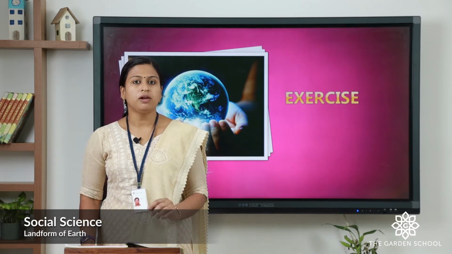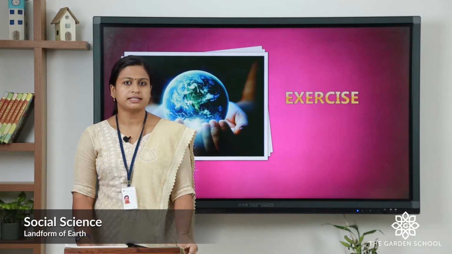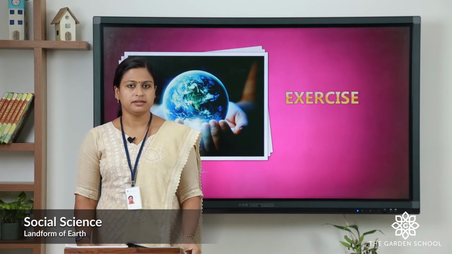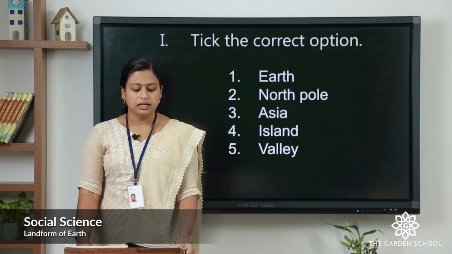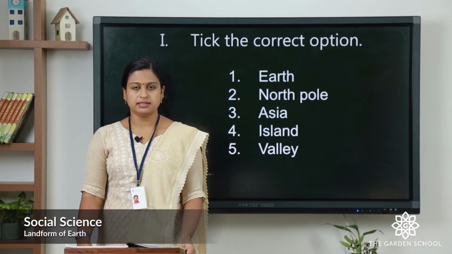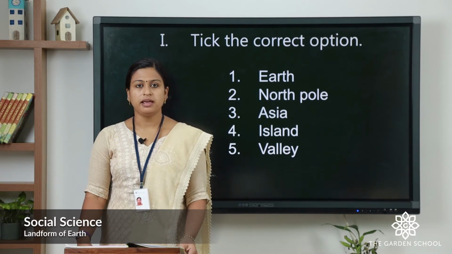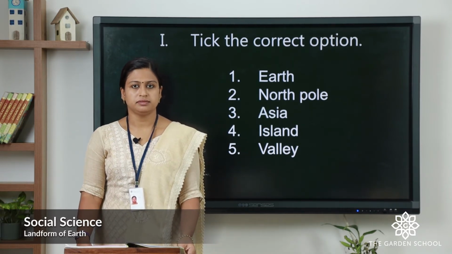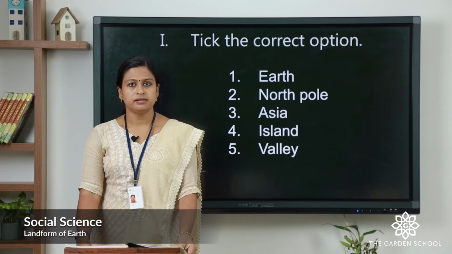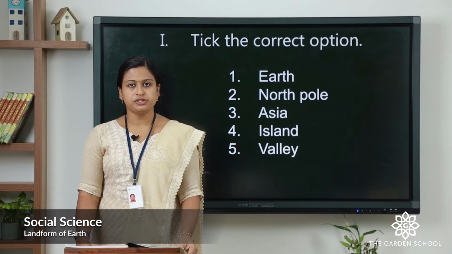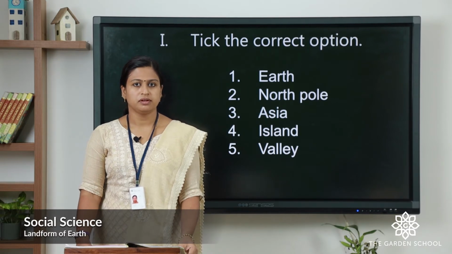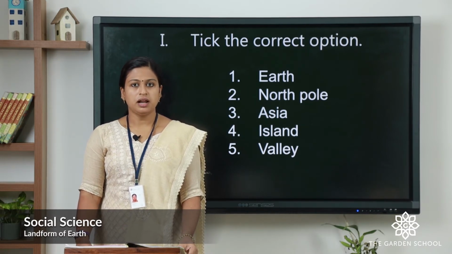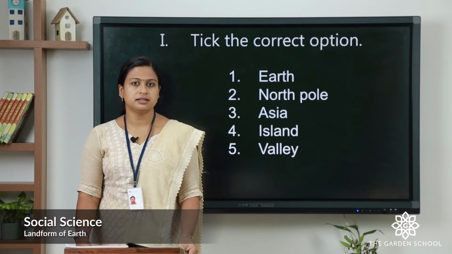I hope you all have marked the correct answer. Now let's check it. The first one, the planet in our solar system that supports life is Earth. Second, the northernmost point of the Earth is the North Pole. Third, the largest continent is Asia.